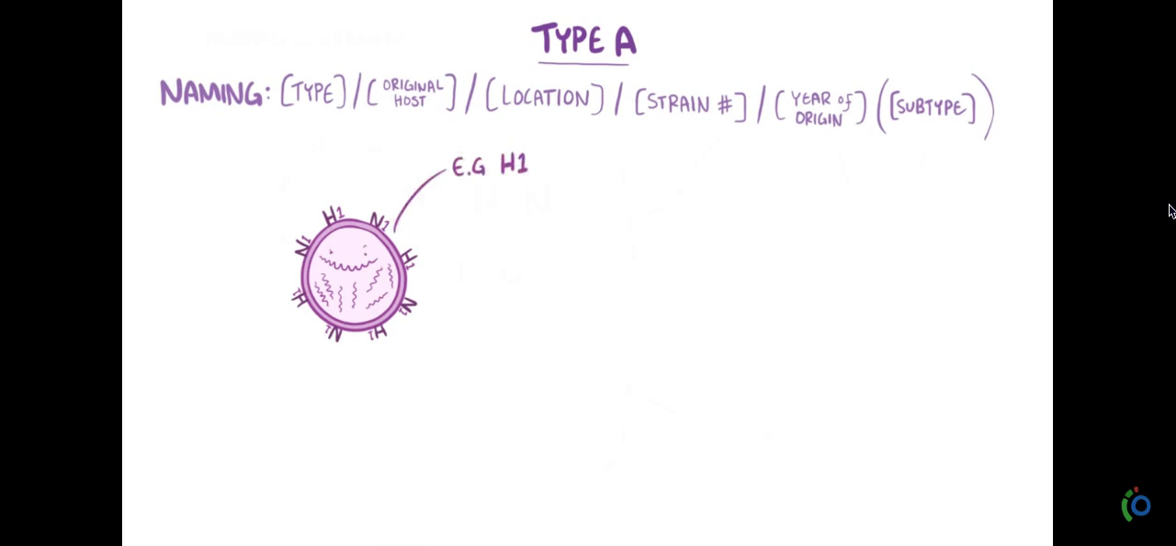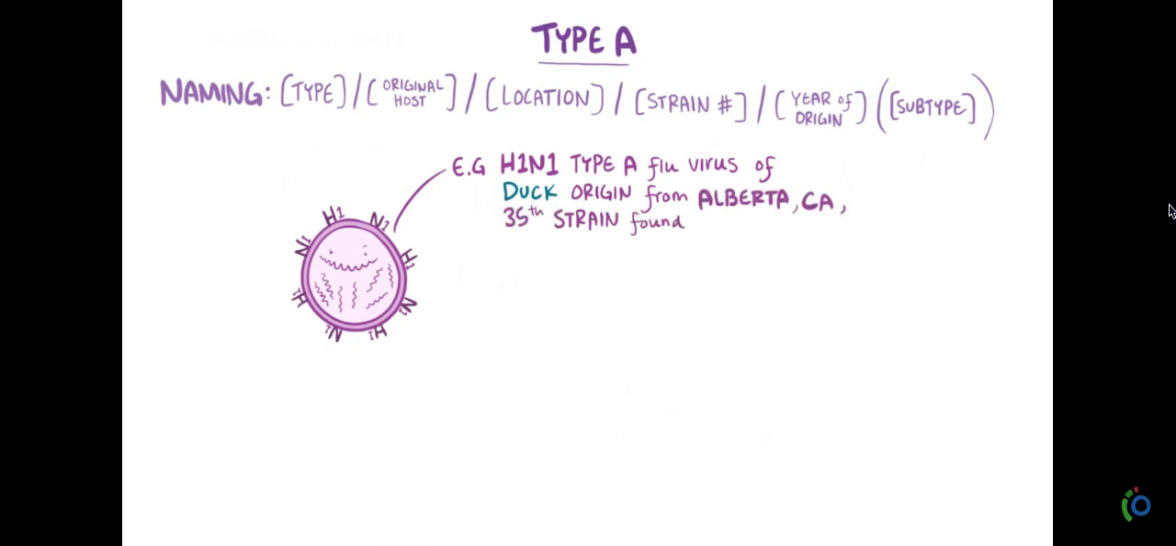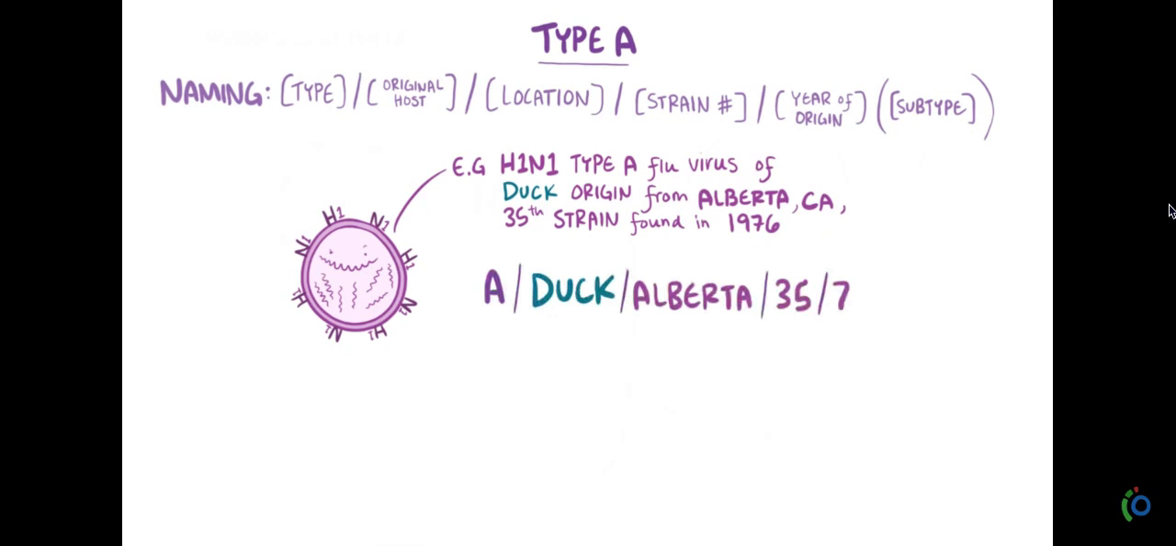For example, an H1N1 Type A flu virus of duck origin from the province of Alberta, Canada, that is the 35th strain discovered in 1976, will be called A. duck Alberta 3576 H1N1.